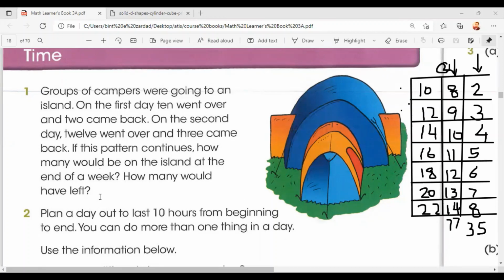So we can write here 77 on the island, and how many left? 35 left the island.